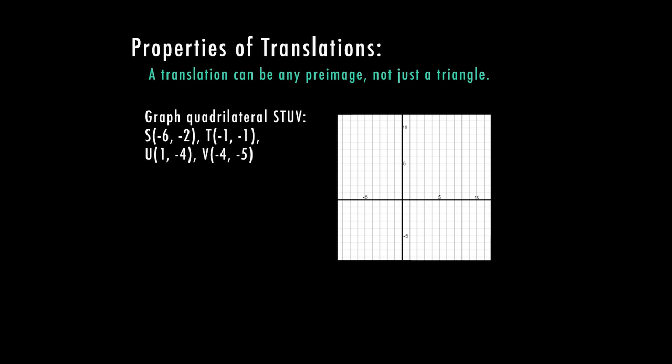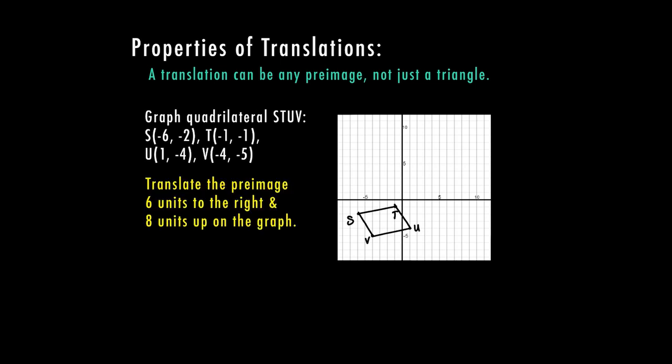So I'm going to go ahead and plot these points on the graph. And the S is at -6, -2. T is at -1, -1. U is at 1, -4. And V is at -4, -5. So now I've connected my points and I have the quadrilateral STUV. This one wants me to translate the pre-image 6 units to the right and 8 units up.